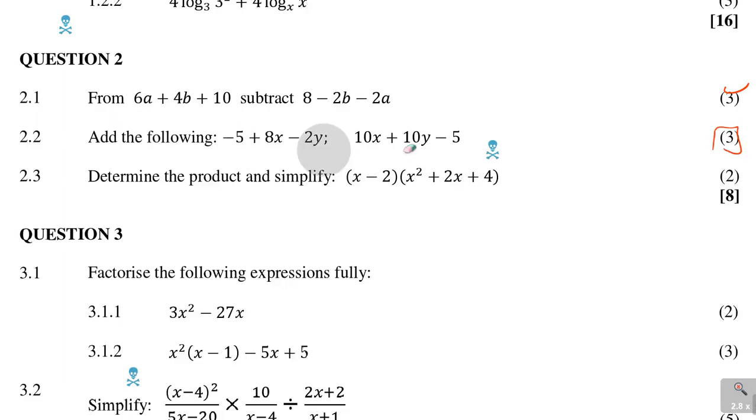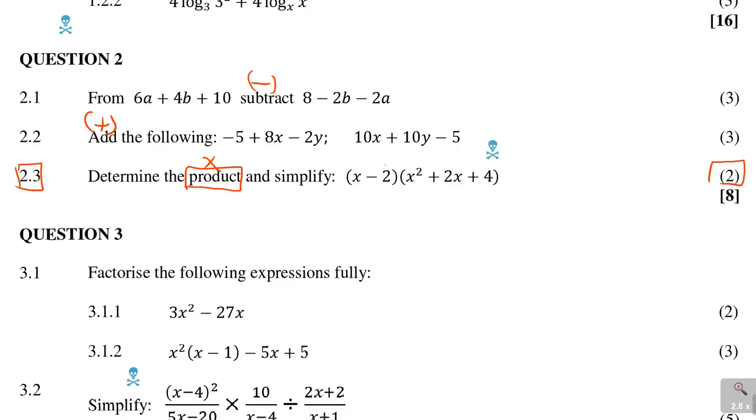Now let us move on to question 2.3. It says determine the product and simplify. Product means multiplication. So here they started with subtraction. They did addition. Now they are concerned with multiplication. Now it's 2 marks. And I don't know why they discriminate. Addition, 3 marks. Subtraction, 3 marks. Now multiplication, that's discrimination, guys. Anyway, just joking, guys.